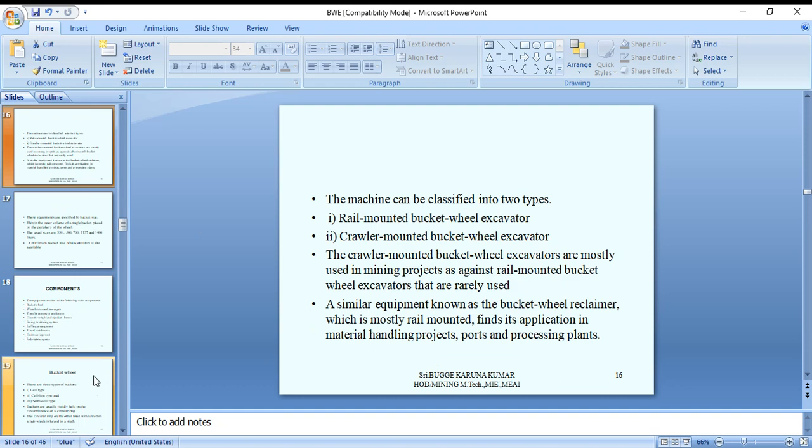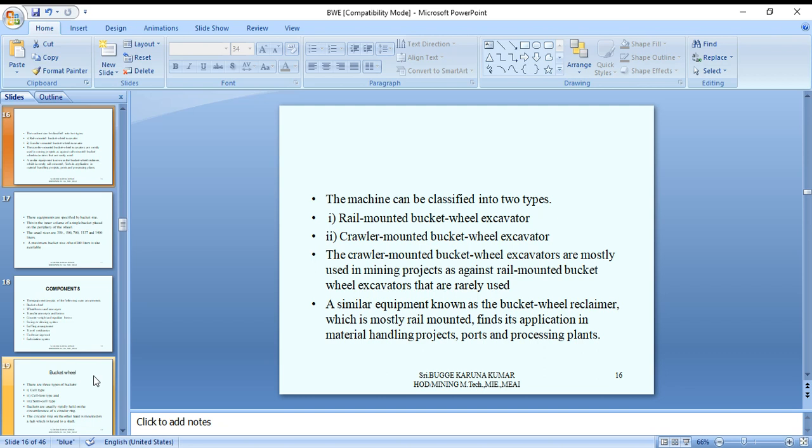So the machine can be classified into two types. What are the types of classification of the bucket wheel excavators? Number one, rail mounted bucket wheel excavator. Another is the crawler mounted bucket wheel excavator. Depending upon the movement of the bucket wheel excavator, they are classified into two types. One is the rail mounted bucket wheel excavator. Number two, the crawler mounted bucket wheel excavator.